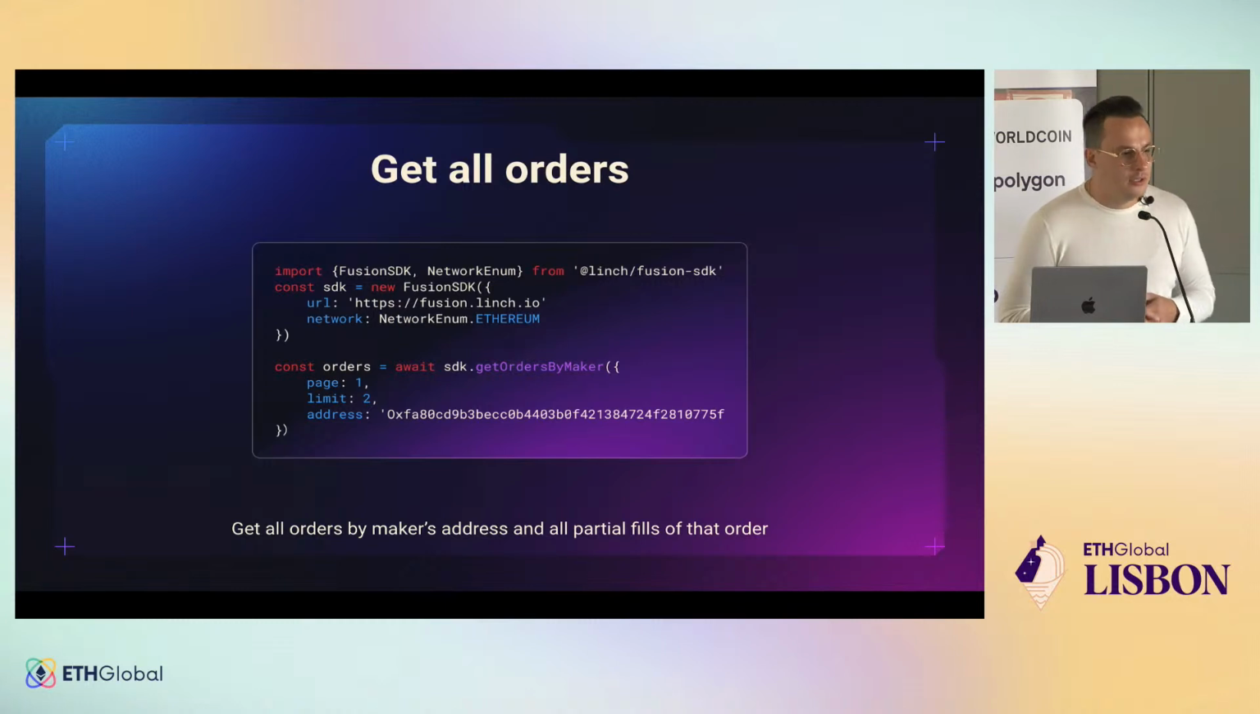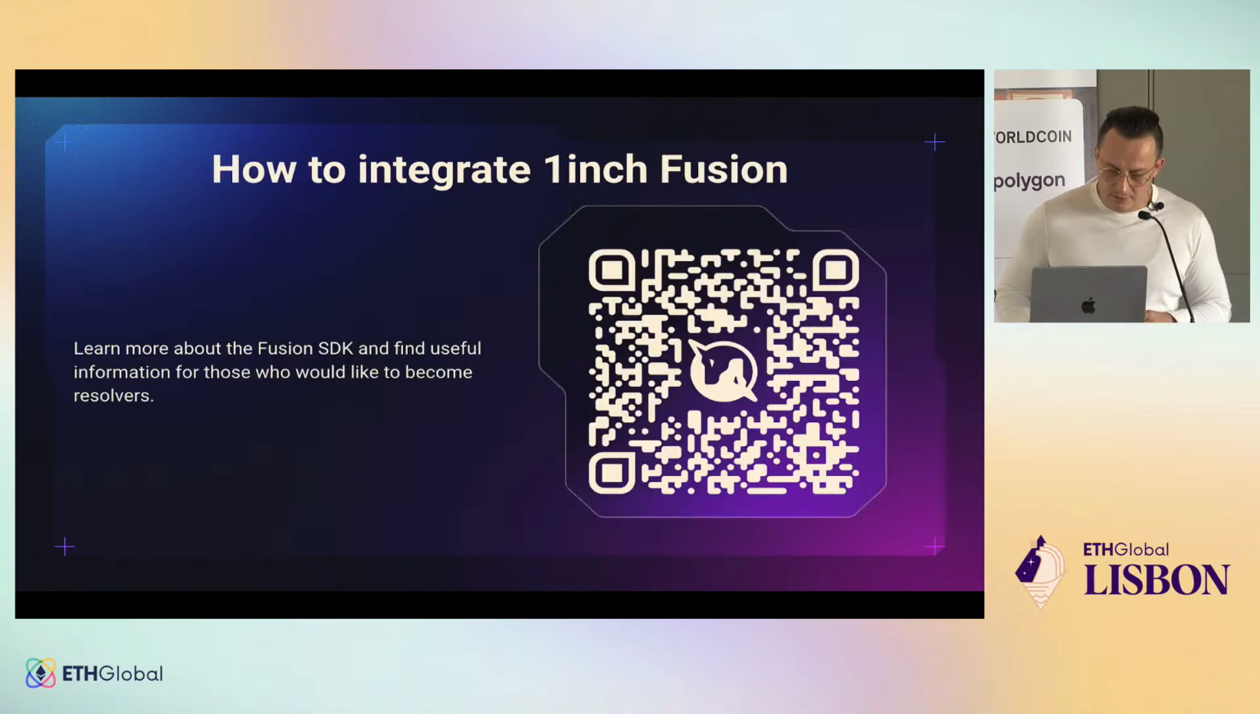You can get all orders. Maybe you can build something that analyzes orders or filters the orders based on specific criteria. Or you build an explorer for 1inch Network, like a Fusion Explorer. It's also something for which you can maybe get a grant. You can also apply for a grant at the DAO to work on that maybe full time. So you can scan the QR code, you will get the documentation.